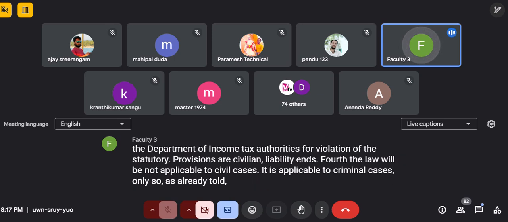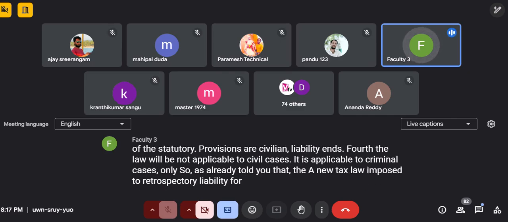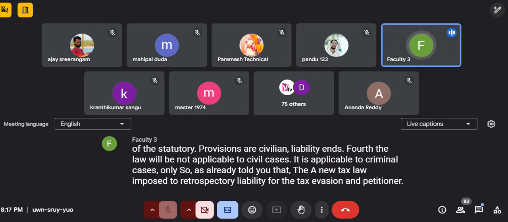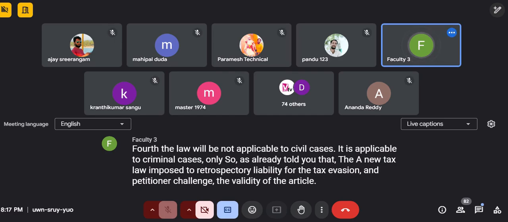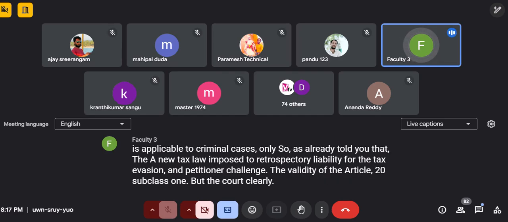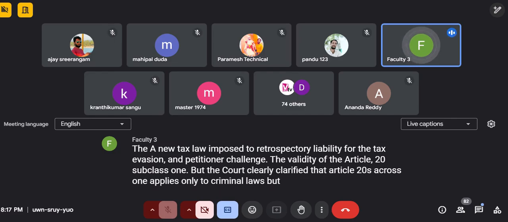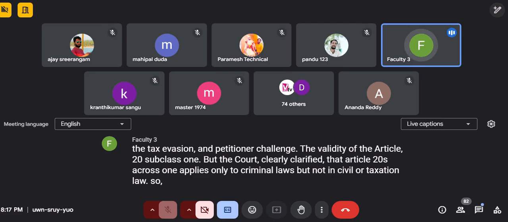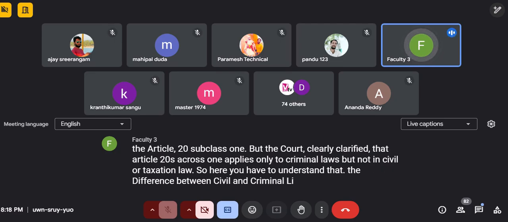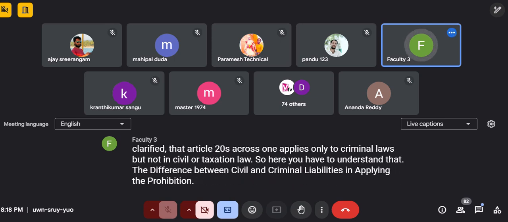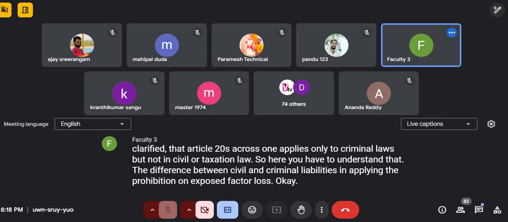As already told, a new tax law imposed retrospective liability for tax evasion, and the petitioner challenged its validity under Article 20, sub-clause 1. But the court clarified that Article 20, sub-clause 1 applies only to criminal laws, not to civil or taxation law. So you have to understand the difference between civil and criminal liabilities in applying the prohibition on ex post facto laws. Okay? Are you clear?